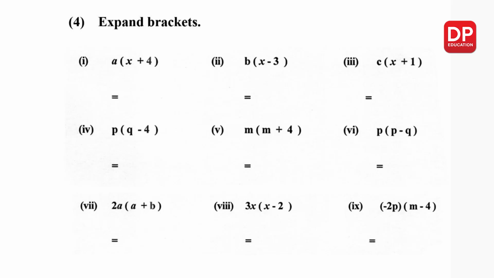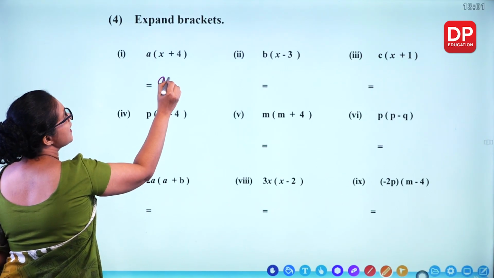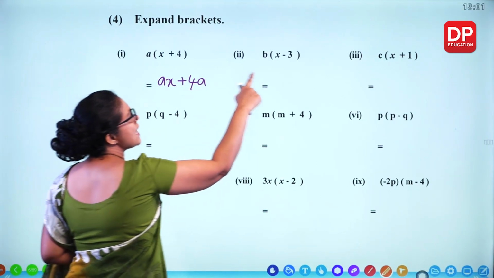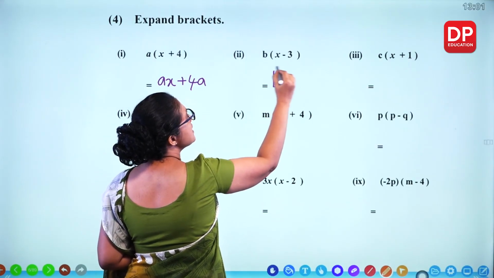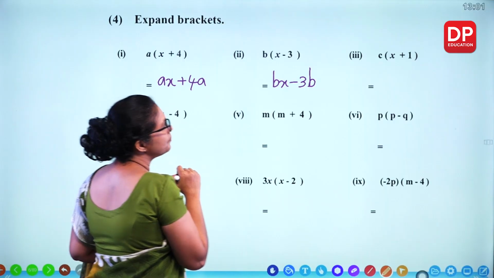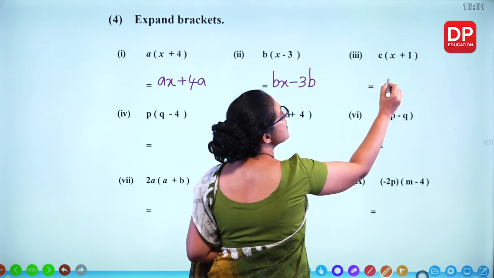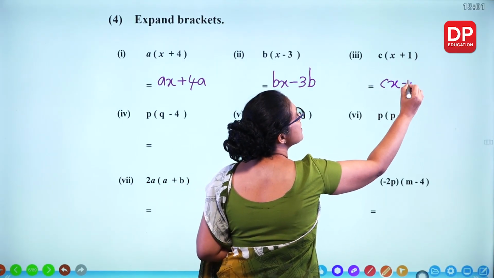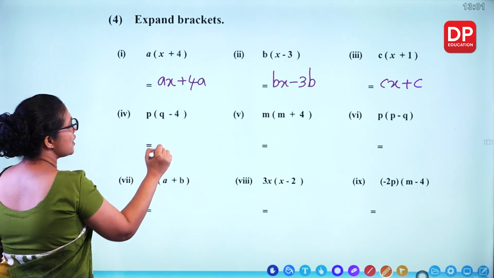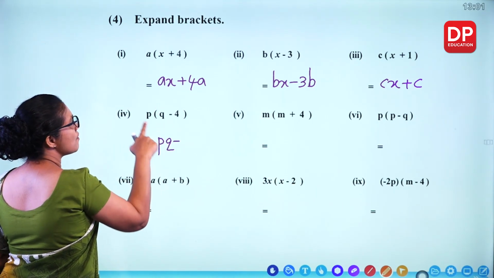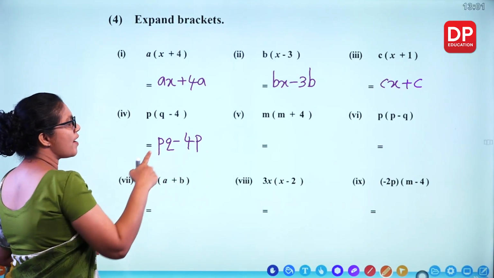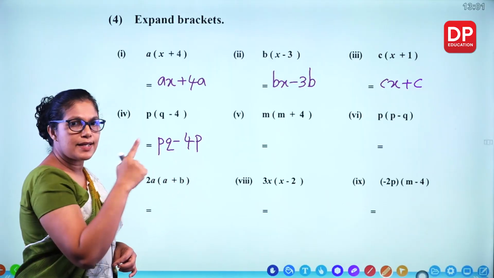Expand brackets. A times x, ax. A times 4, 4a. B times x, bx. B times minus 3, minus 3b. This one, cx plus c. C times 1, that's c. P times q, pq, minus p times 4, you can write minus 4p. When you are writing the term, write the number first.